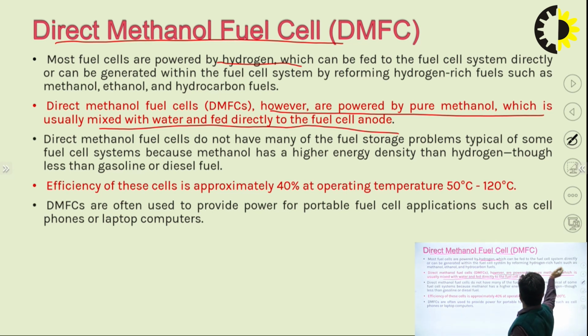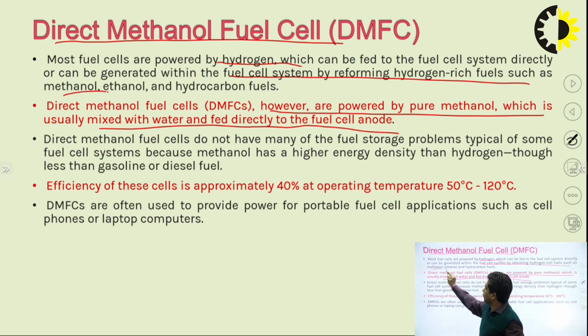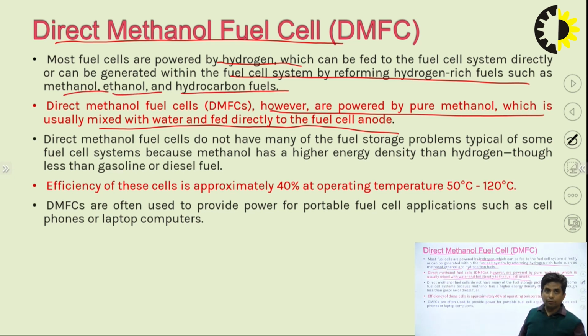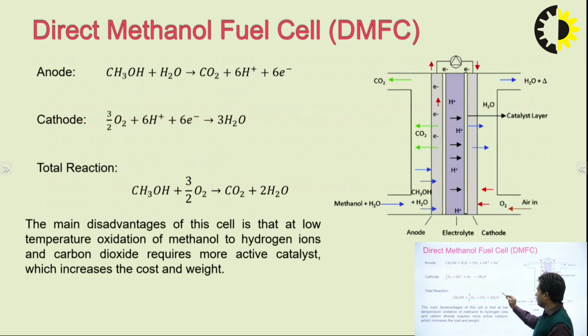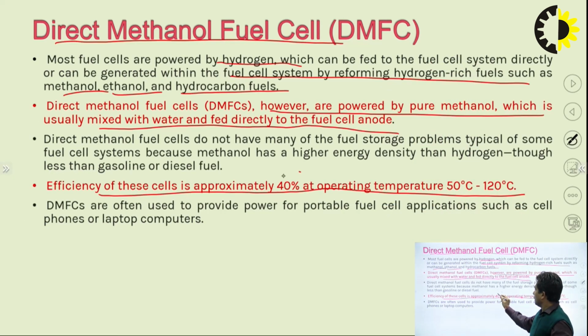Hydrogen can be used directly in the fuel cell system by reforming hydrogen fuels such as methanol, ethanol and hydrocarbon fuels. Efficiencies of these are approximately 40% at operating temperatures of 50 to 120. Like alkaline, we have read their efficiency is 70% with an operating temperature of 150 to 200 degrees Celsius. But in the case of the direct methanol cell, the efficiency is reduced to 40%, and the operating temperature is 50 to 120.